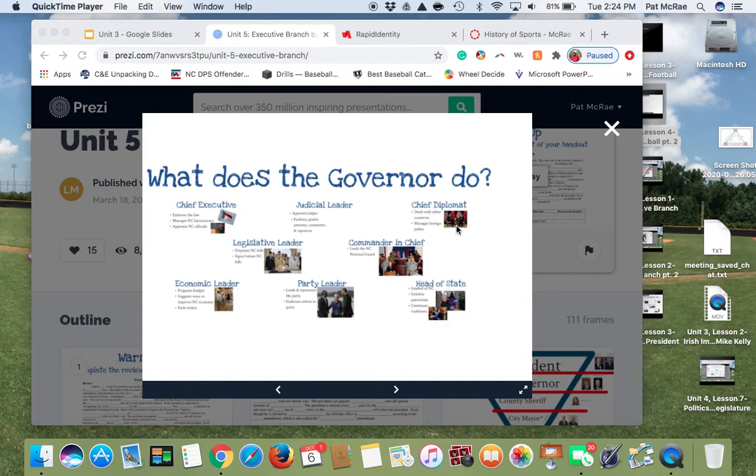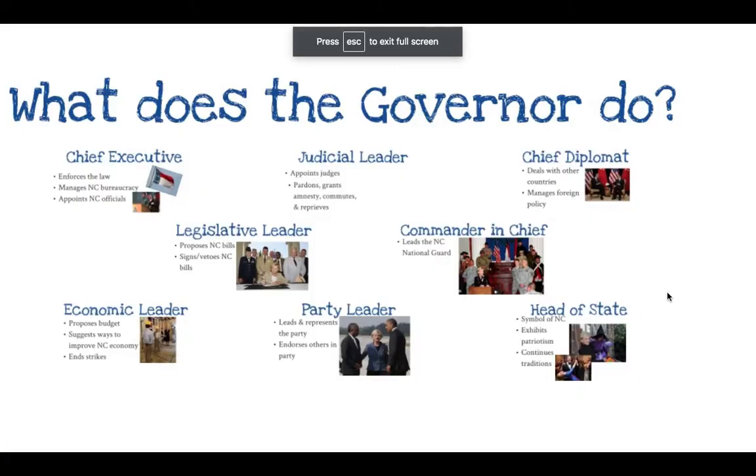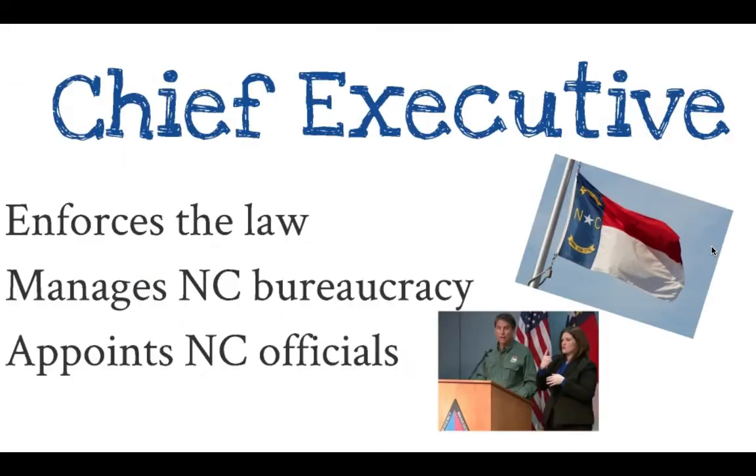Hey guys, welcome back. We're going to continue on with our lesson from roles of the executive branch, but we're going to move from the president to see what the governor does. So the governor holds a lot of the same roles as the president does, with just a couple tweaks.